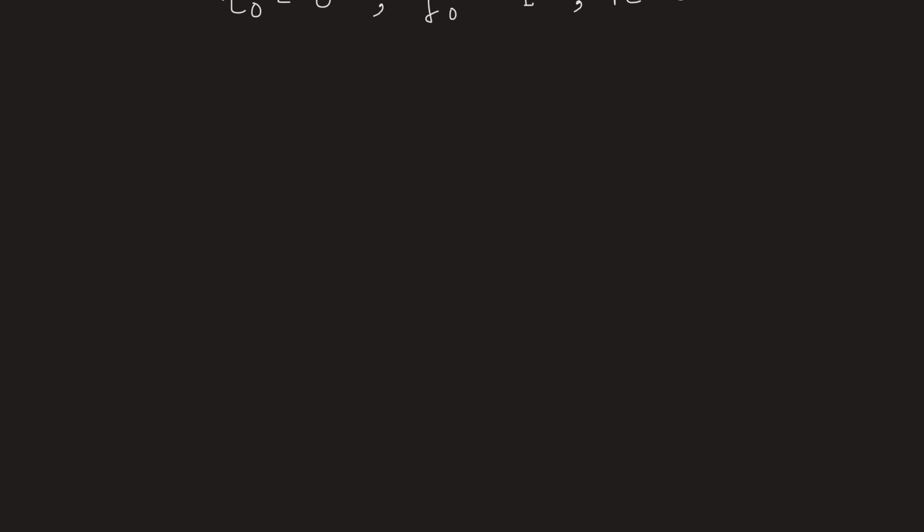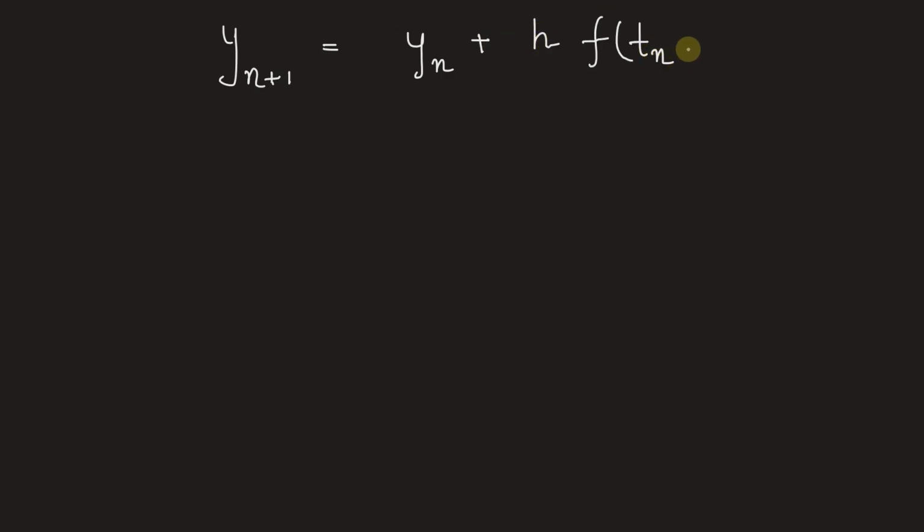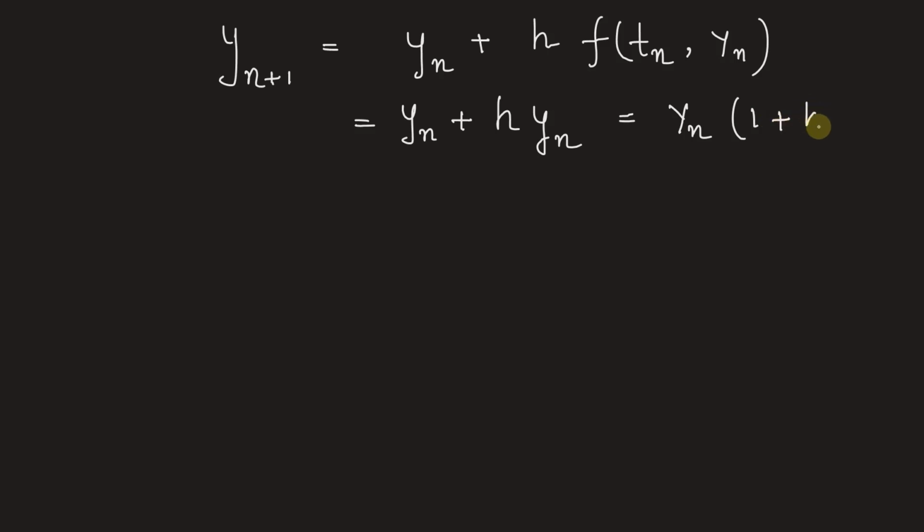Now let's use the Euler's method for numerical integration. As already established, the next term y of n plus 1 is always given by y of n plus h times f of tn comma yn. So we can also write it as yn plus h of yn. For this case it is yn because the differential equation given is dy by dt is equal to y. So if we take yn as common, this will be 1 plus h.